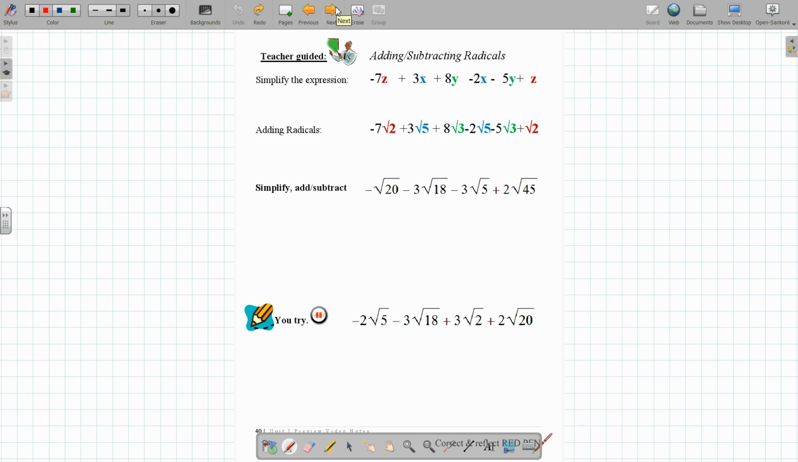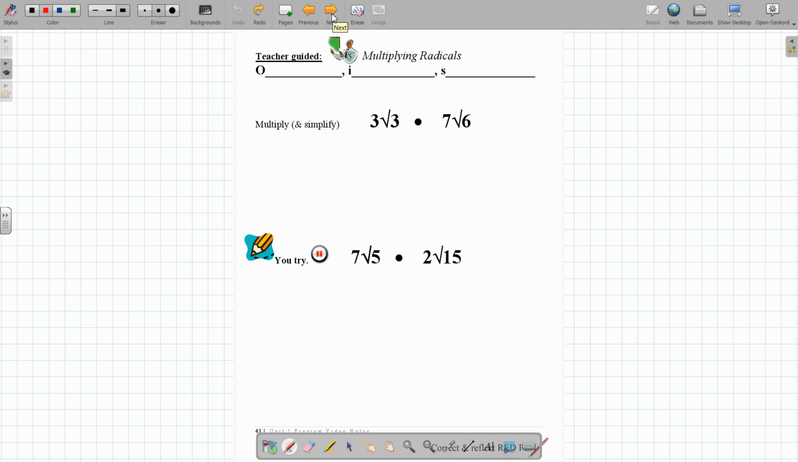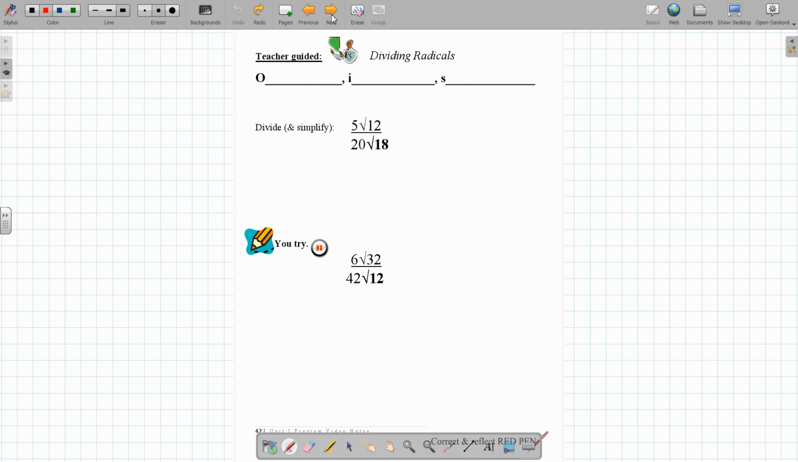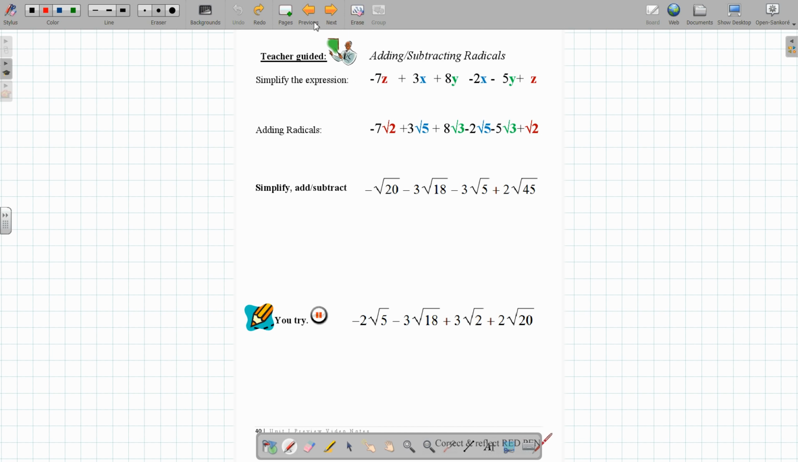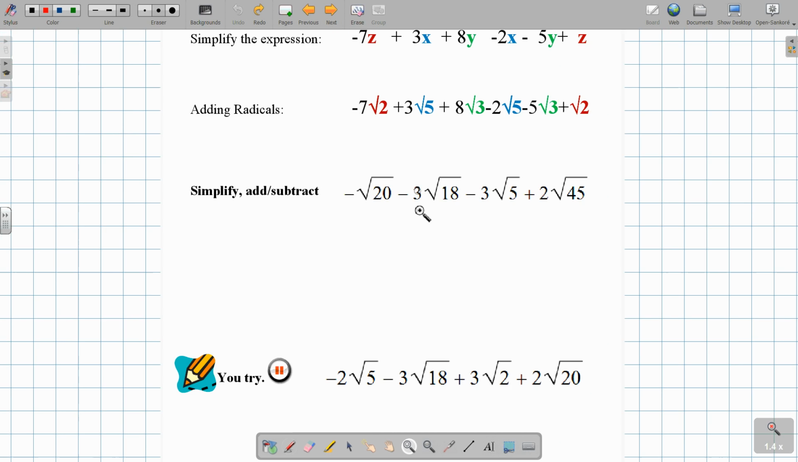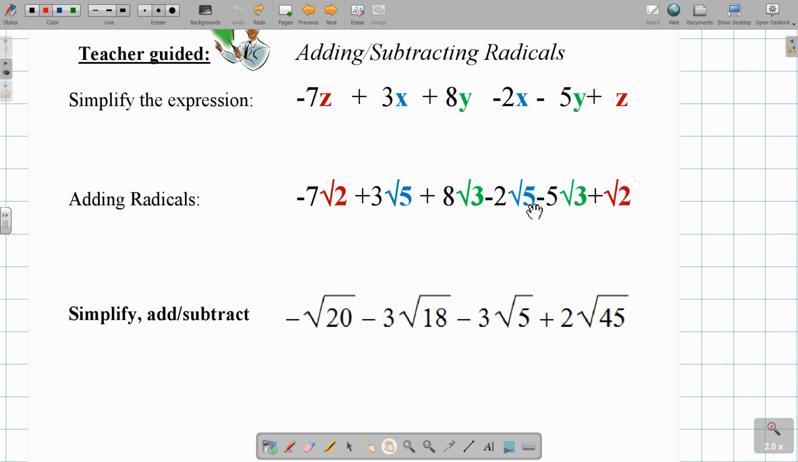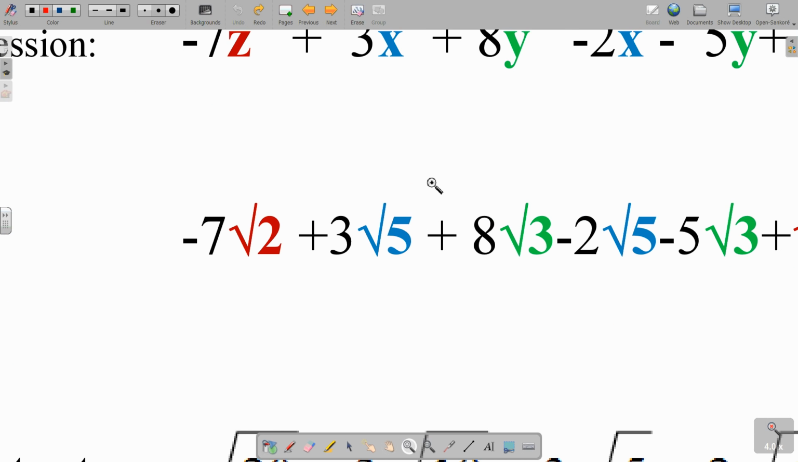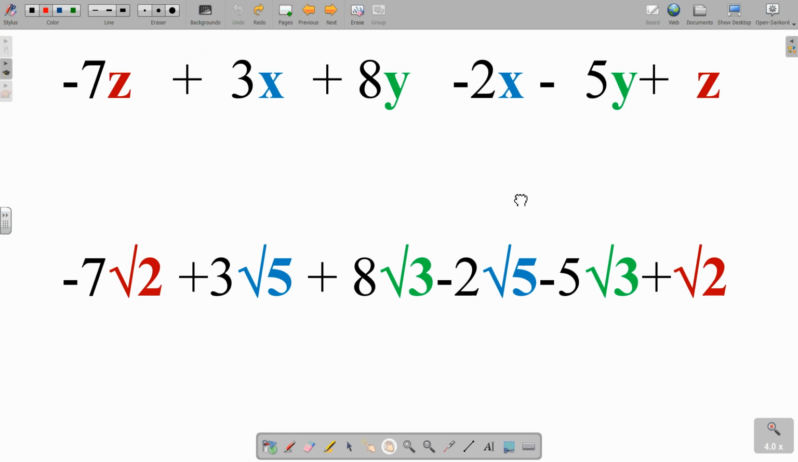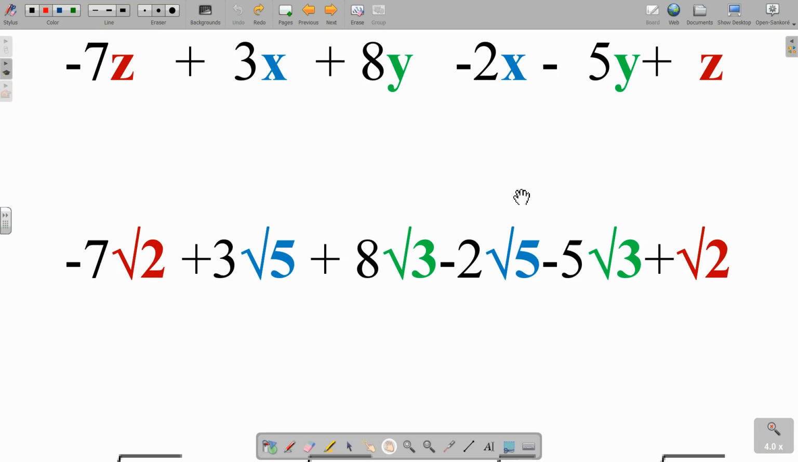You also need to be able to add and subtract radicals, multiply radicals, and divide radicals. Add and subtract radicals. I'd like you to look at this variable expression. I'd like you to go ahead and simplify as far as you can.